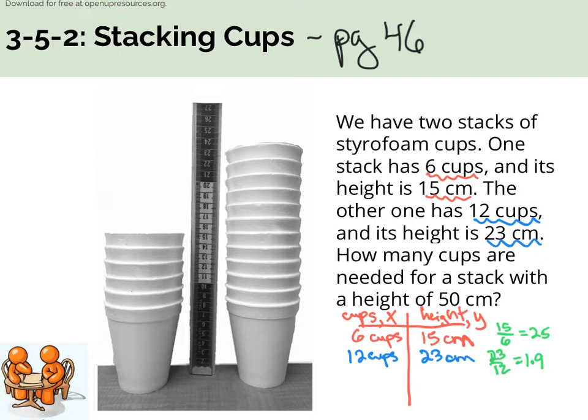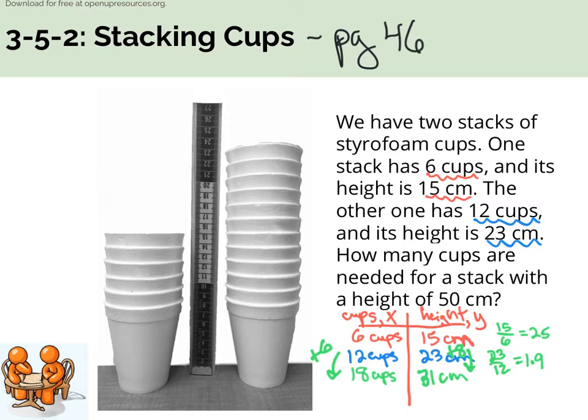Okay, so if I have 6 cups and it gives me 15 centimeters, I add 6 more cups, it gives me 23, right? So let's add 6 more cups onto there. So we have 18 cups, right? And then how did it go from 15 to 23? Well, it added by 8, right? Okay, let's do that with the 23. 23 plus 8, and we get 31 centimeters.